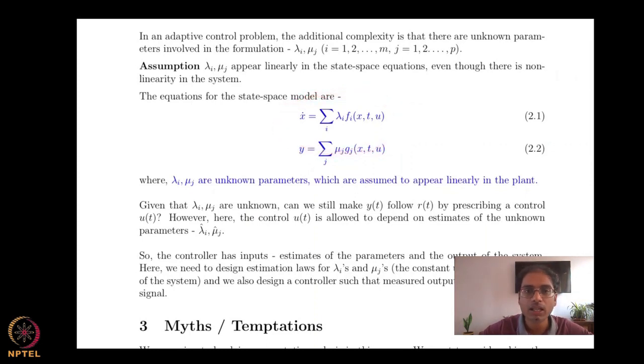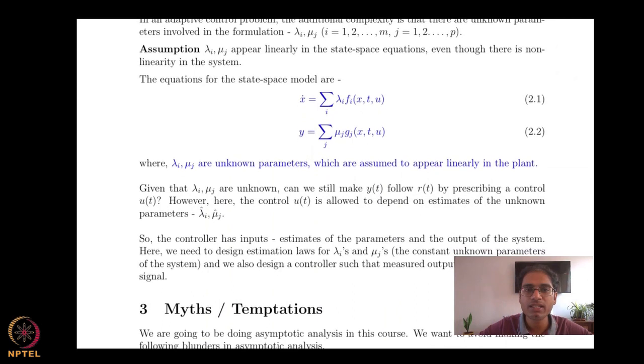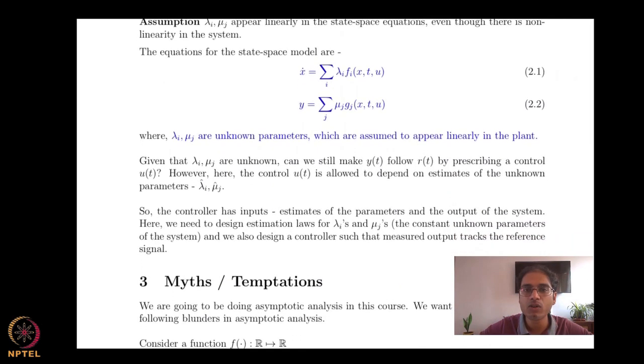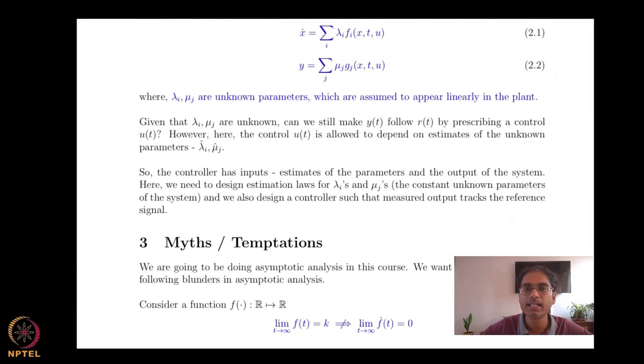Nothing new there. So the question is, can we still make the output Y track a reference r(t) by prescribing a control? Here of course we say that the control is allowed to depend also on the estimates for the unknown parameters. So this is the important part in adaptive control.